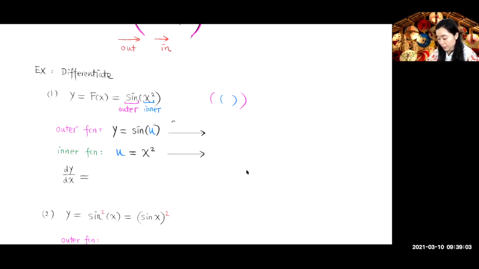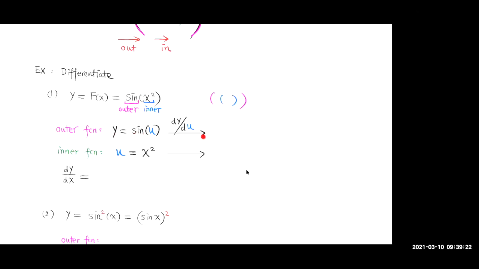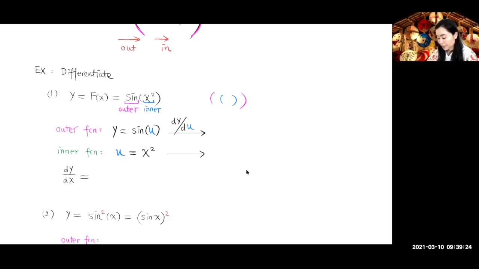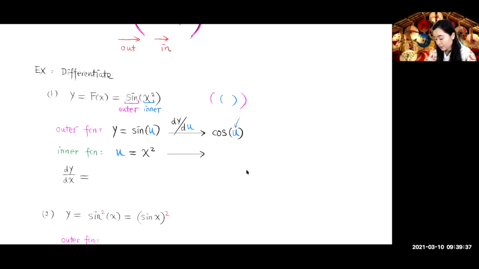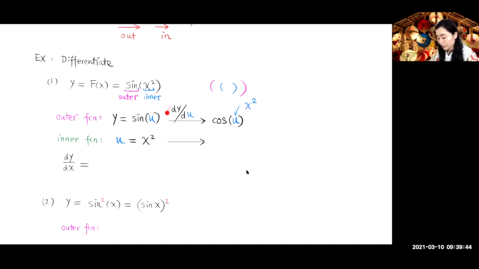we're going to differentiate the outer function. So we find dy du. What's dy du? What's the derivative of this y with respect to u? Cosine? Cosine. Yes, it's cosine. And here is u. Okay. And the u here is x squared. Now, this is the derivative of the outer function with respect to this u. So you're leaving the inside alone. You just keep that x squared in here.